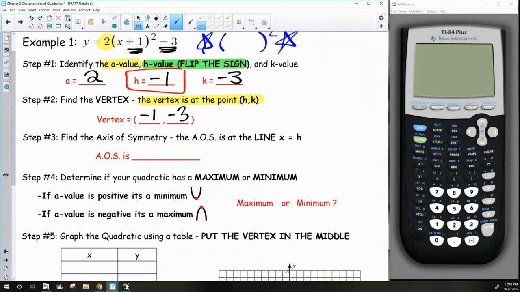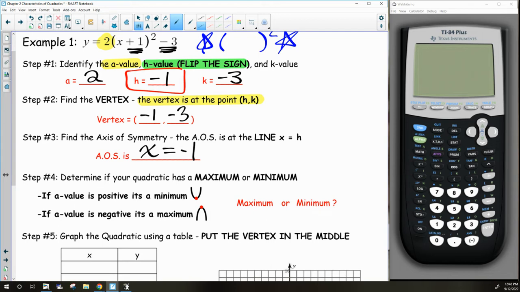The axis of symmetry is our third step. And again, what's important about the axis of symmetry is it cuts the vertex right in half. It goes right through the vertex. That means our axis of symmetry is either going to be -1 or -3. But our axis of symmetry goes down through the x-axis. So our axis of symmetry is always going to be x equals, because it's a line, the x value, which is -1.